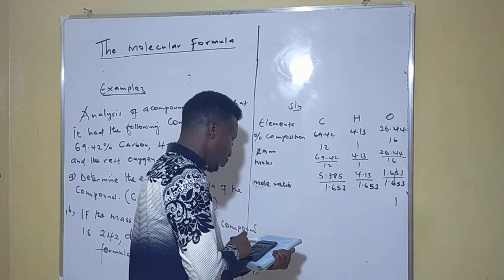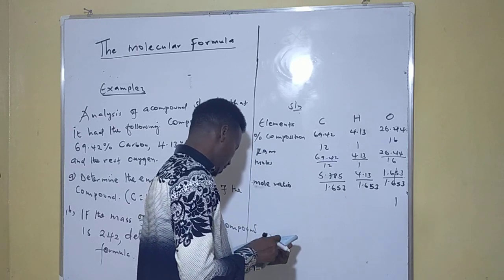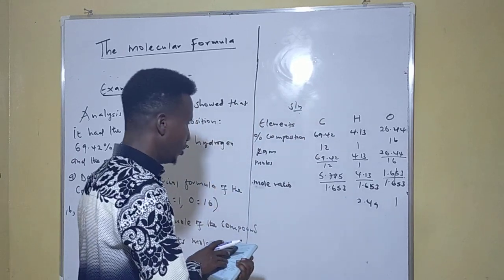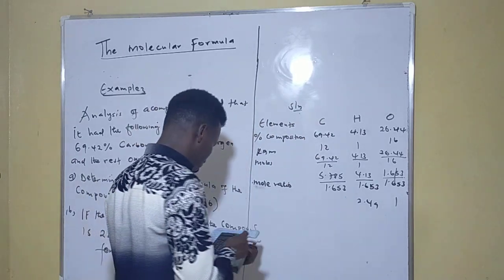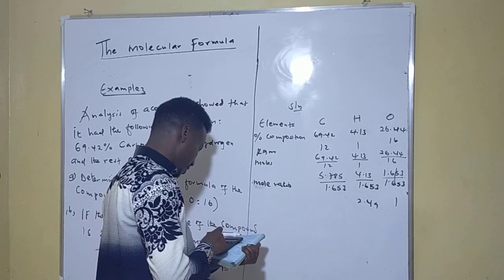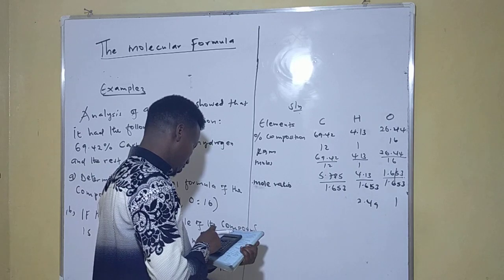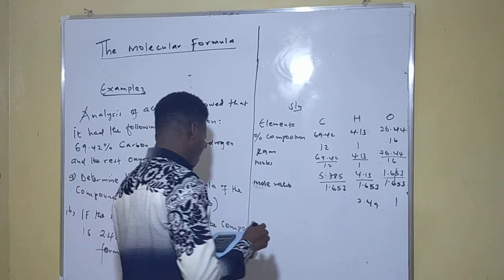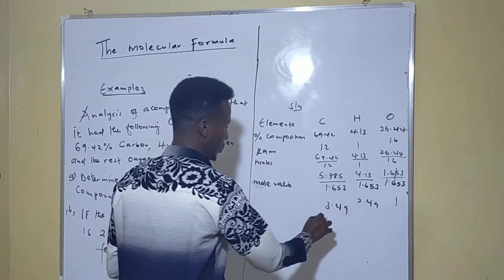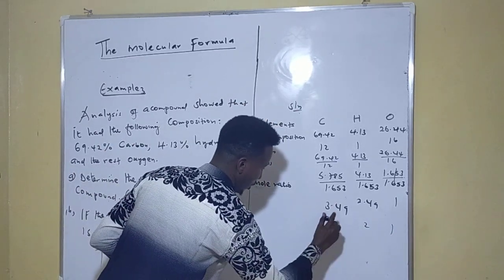So we're going to say 4.13 divided by our last answer. This is 2.49. Okay, then this one we will have 5.785 divided by 1.653. So that is 3.49. Okay, so we cannot round off. So we're going to say 3, 2, 1. That's what you're going to say. This is 3, don't forget.